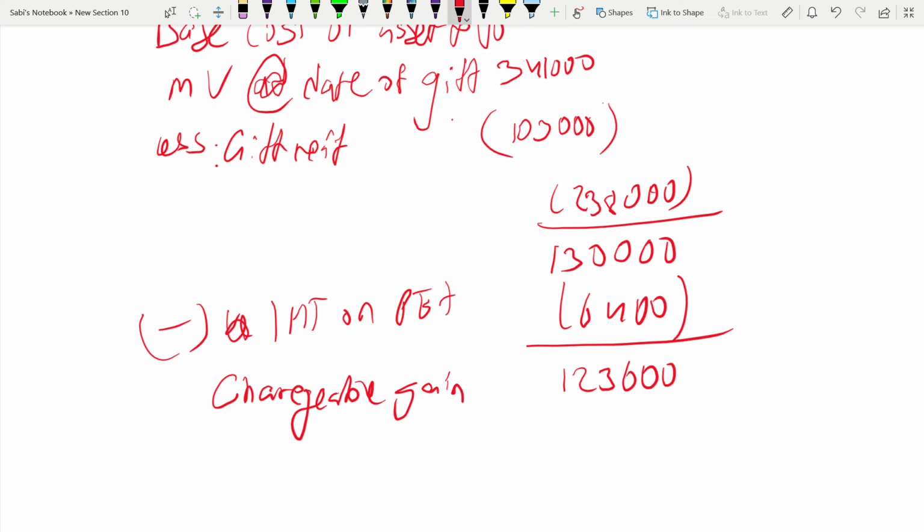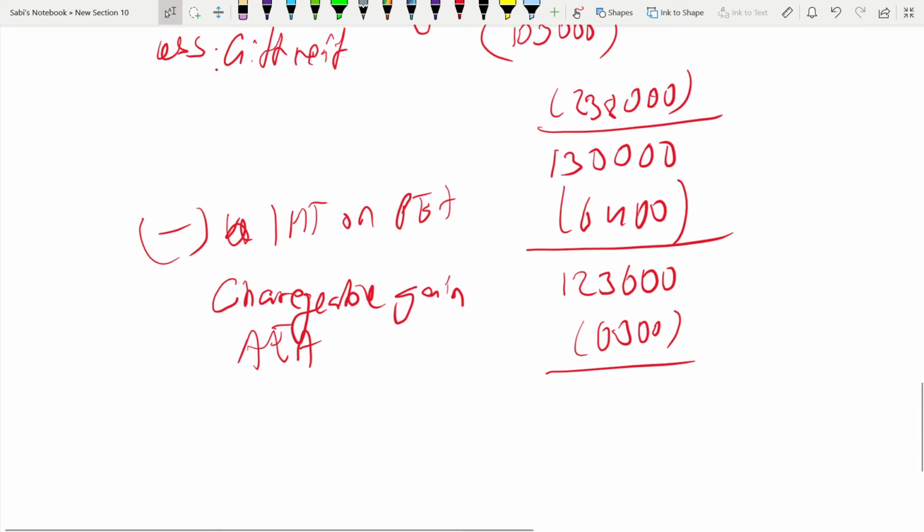From the chargeable gain, what do you deduct? The annual exempt amount. Annual exempt amount for CGT. How much? 3,000 is for IHT. 6,000 straight away for CGT. Do not forget this. 117,600. What is this? Known as taxable gain.